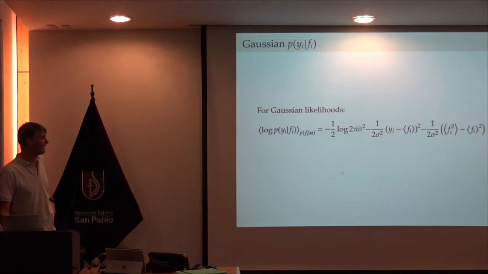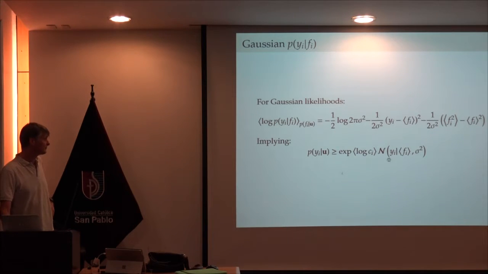So this bit here, e to this, is a Gaussian with mean expectation of fi. And then there's this correction term, so you could write that separately. That's what we're going to do on the next slide. The P of yi given U has this form: it's a Gaussian distribution times this correction, where I've defined that to be Ci.